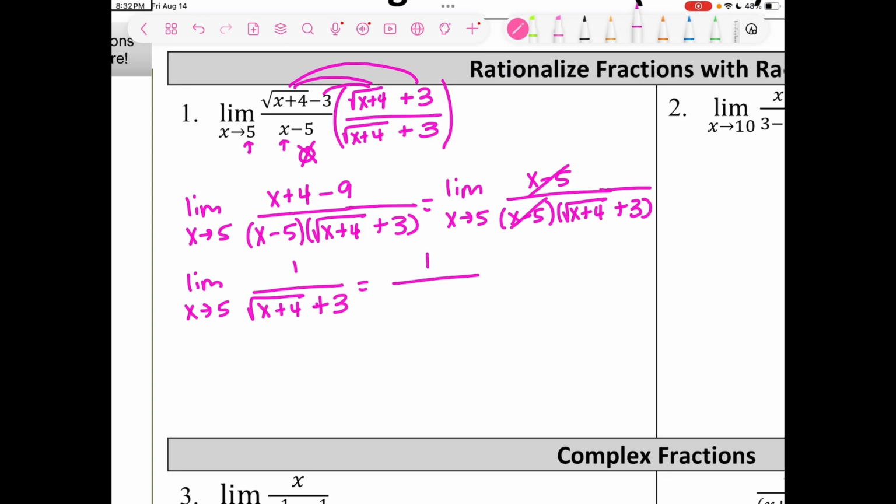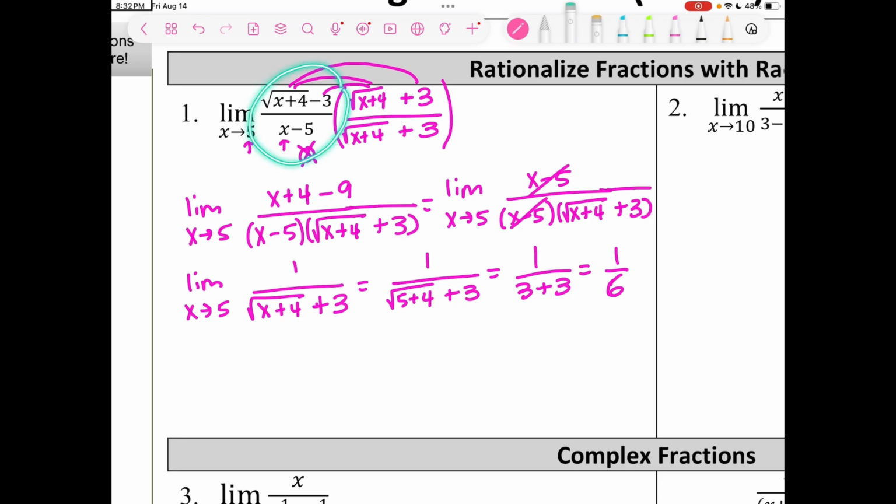We get 1 over square root of 5 plus 4 plus 3, and that's 1 over square root of 9, which is 3 plus 3, and we end up with 1/6. Okay, and so that actually worked out really well for us. We were able to simplify or change the way that this original rational expression looked, in order to create an expression that looks different, right? And now when I direct substitute, I don't end up with something weird like a 0 in the denominator.